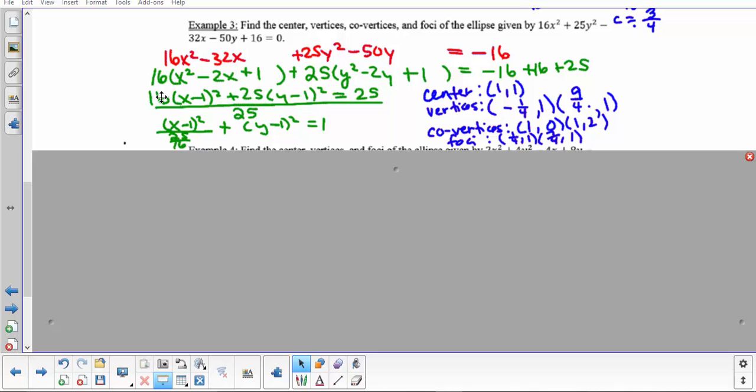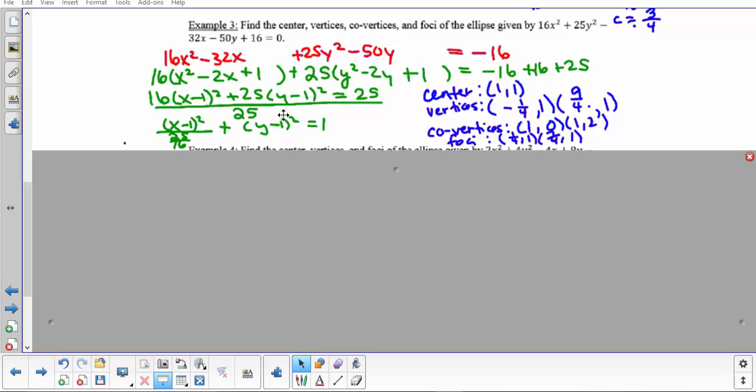Now we factor, so it's 16 times the quantity x minus 1 squared, and it's x minus 1 because this is a perfect square trinomial, so half of the middle term becomes our constant term in our binomial, plus 25 times y minus 1 squared equals 25. So from here, I can now combine everything over here, and that's where the 25 came from.